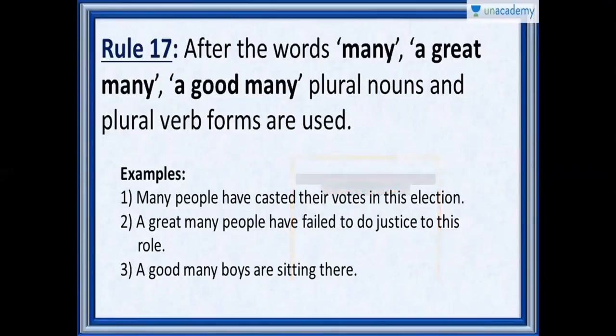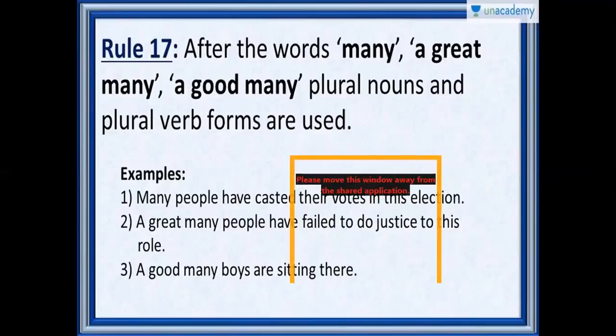Okay, let's look into this. Many people have casted their votes in the election. Many is plural, therefore plural. A great many people have failed to do justice to this rule. Obviously, a good many boys are sitting there. So all these are plural, therefore all the verbs are plural. No need to write an example. If you want, write the third example, a small example: a good many boys are sitting there.